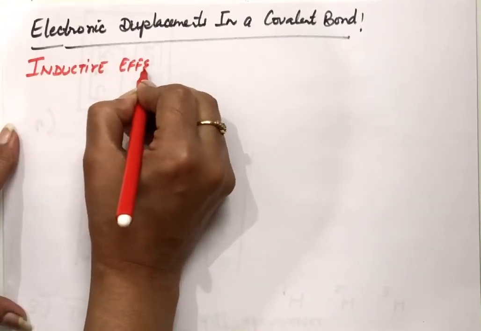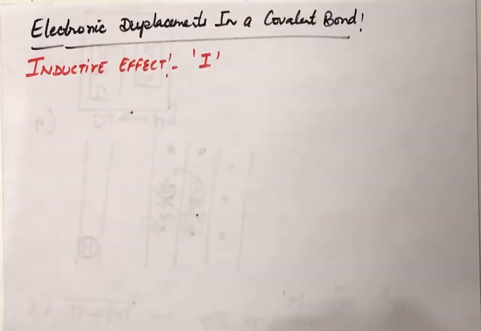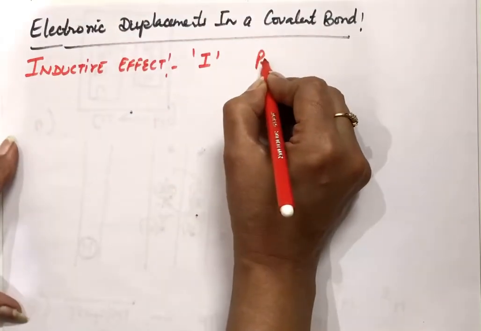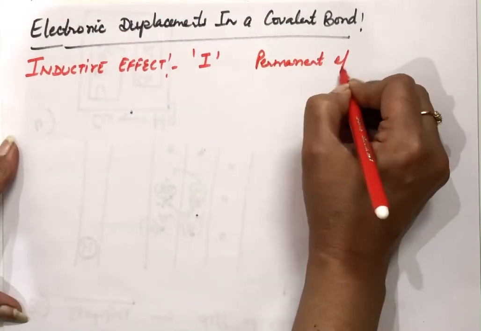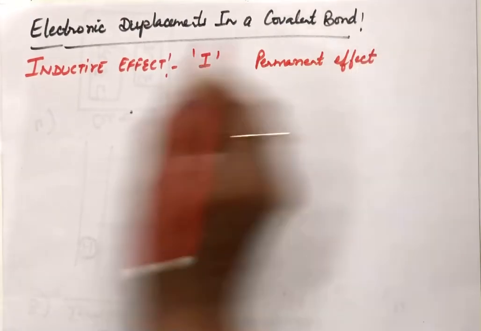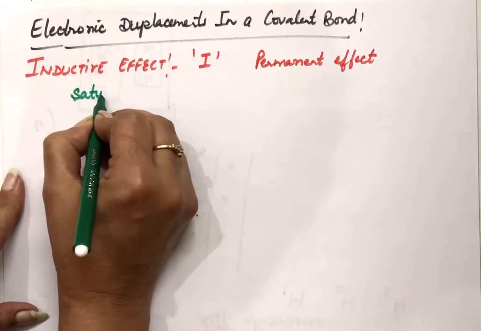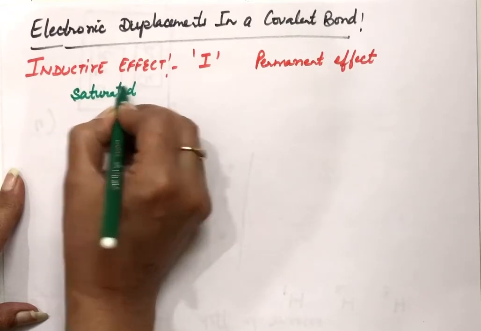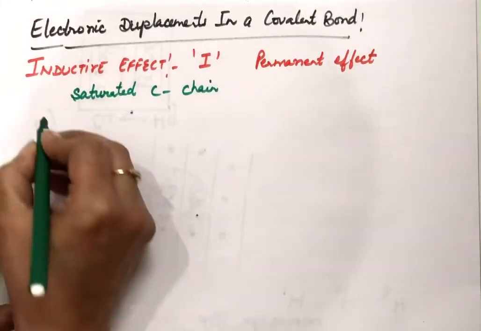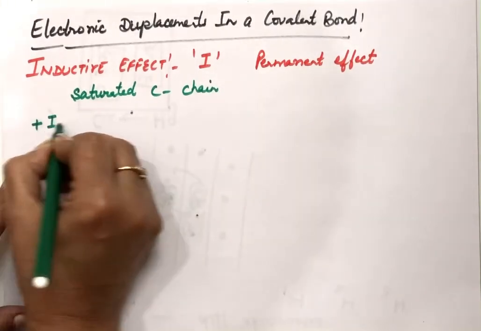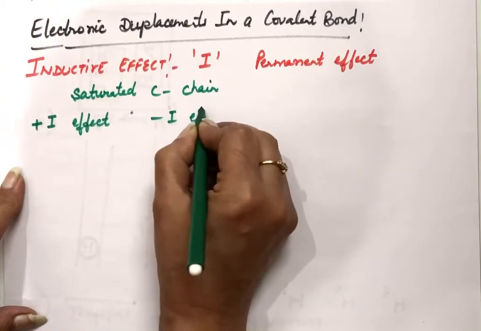Inductive effect is represented by the symbol capital I, and this is a permanent effect. This will remain in a compound. An inductive effect is seen in a saturated carbon chain where carbon atoms are linked by single bonds. In these compounds, this effect is seen, and it is of two types: plus I effect and minus I effect.